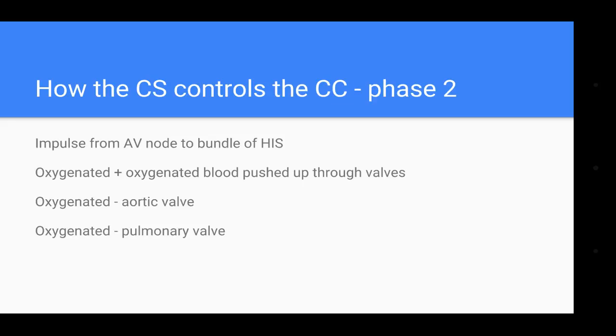The second phase of controlling the heart: once all of the blood has been contracted through the valves and into the ventricles, it is ready to be pushed up and out of the heart. Firstly, the impulse from the AV node is sent down the bundle of His. The impulse is then passed to the Purkinje fibers. Once the impulse is passed to the fibers, it pushes both oxygenated and deoxygenated blood through their correct valves. Oxygenated blood goes up the aortic valve and deoxygenated blood goes up the pulmonary valve.